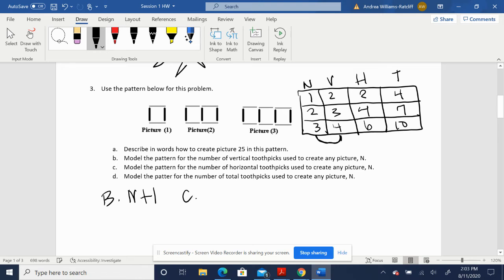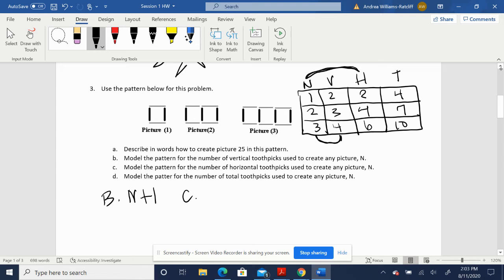Okay, so let's move on to C. Model the pattern for the number of horizontal toothpicks used to create any picture. Okay. All right, so let's look at horizontal. So when we're trying to write this pattern, now we want to think about how the horizontal relates to the number. So in figure 1, I had 2. In figure 2, I had 4. And in figure 3, I had 6. So what is the relationship we see there? If we double the number of the figure, that tells us our horizontal toothpicks. That should make sense because we have a top and a bottom for each one of the squares.